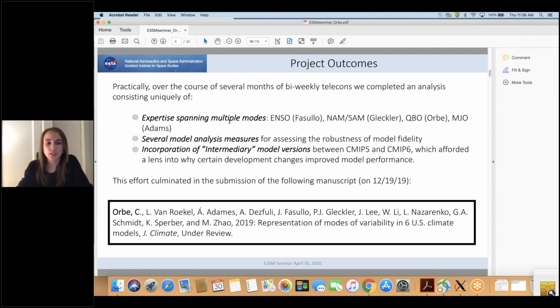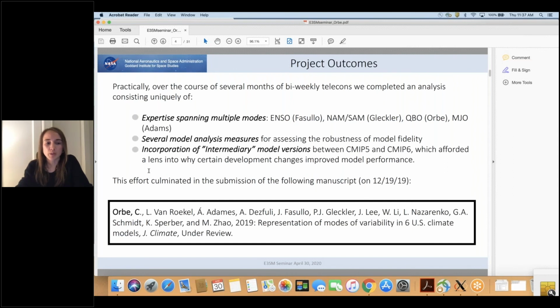In addition to looking at these multiple modes, we were very aware that the measure one uses can very much skew one's perception of how the model is doing. So we made, when appropriate, attempts to really compare different analysis measures to assess the robustness of model fidelity.